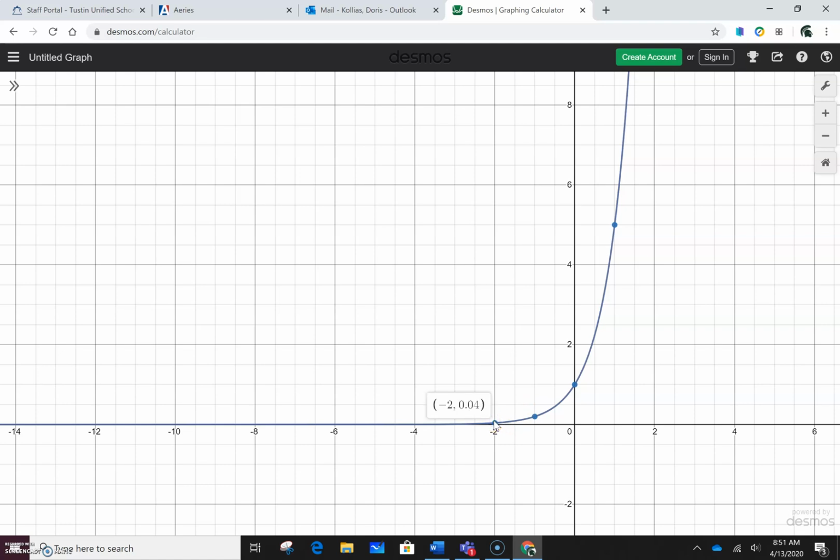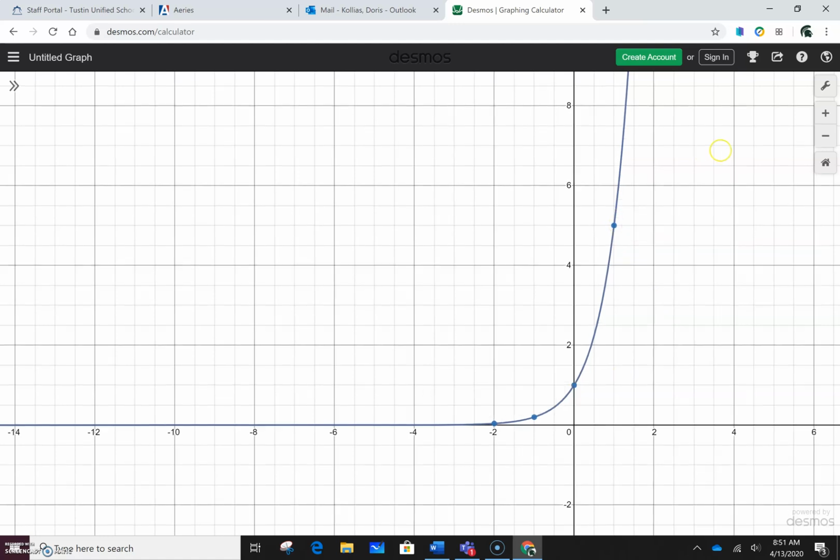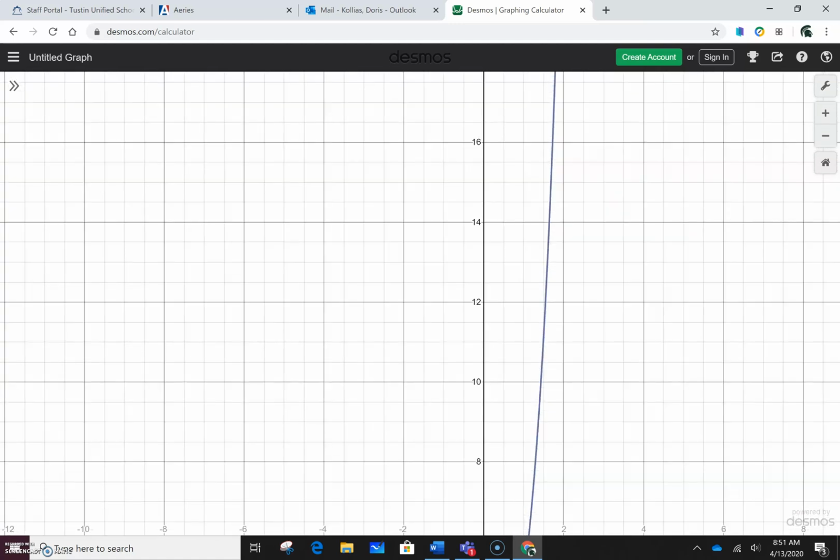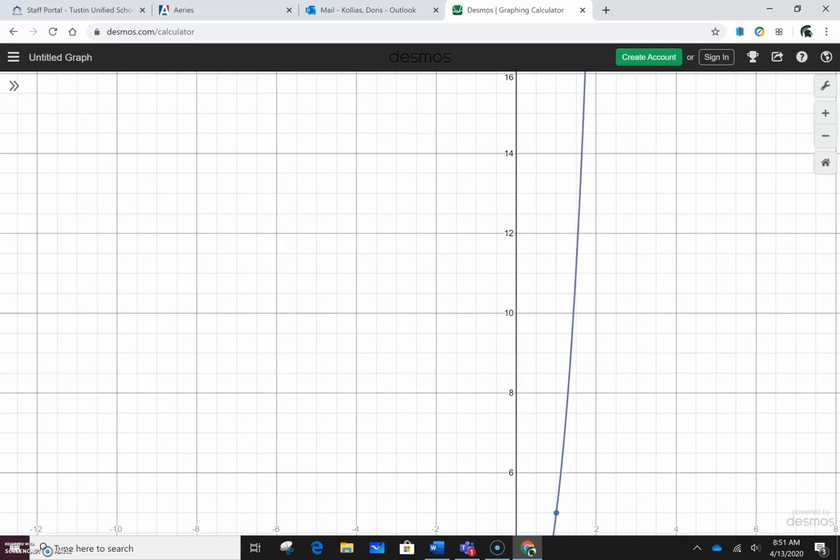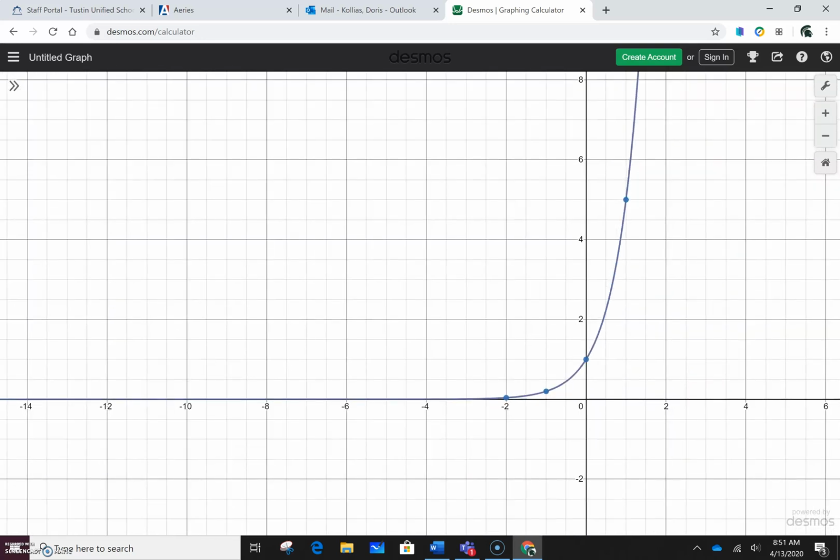Okay, so in your work today, what I'm going to expect you to do is be able to come up with the points for when x is -2, when x is -1, when x is 0, when it's 1, and also when it is the number 2. So I want you to be able to graph those points and then sketch your graph. And that's it.